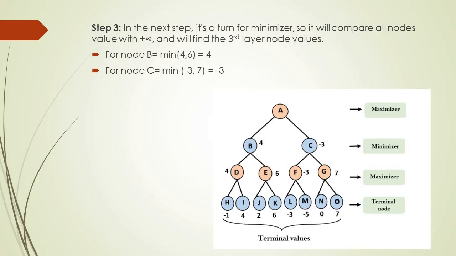And in the next step, it is the turn for the minimizer. So it will compare all the node values with plus infinity and will find the third layer node values. For node B, we have to compare the values of node D and E. So minimum of 4, 6 is 4. So the value of node B is 4. For node C, we have to compare the values of F and G. Minimum of minus 3 and 7 is minus 3. So value of node C is minus 3.